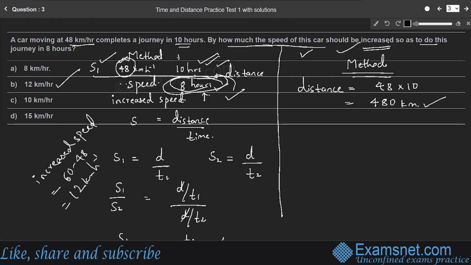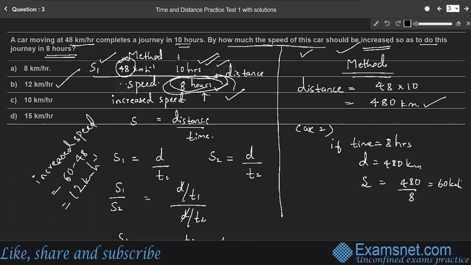To cover the same distance, if the car takes 8 hours, what is the speed in the second case, case 2, right? If time is 8 hours and distance is 480 kilometer, what is the speed? Speed is distance by time, 480 by 8, which is 60 kilometer per hour. Sorry, that is the speed, not the distance. Speed is 60 kilometer per hour if the time is 8 hours.